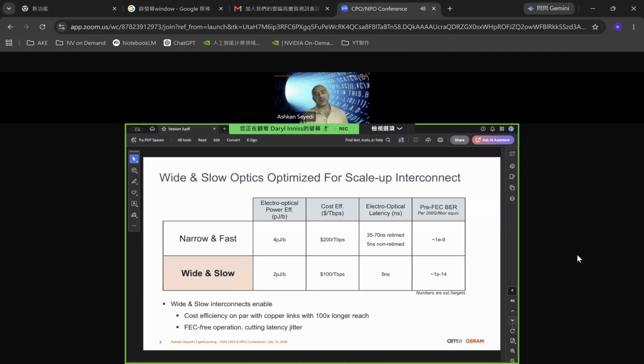For a sense of scale, copper today is running at around $50 per terabit. So it is conceivable that wide and slow can get down to that $100 number and maybe dip under $100 as we get volume going. And I've said this before in another role at another conference, but in these wide and slow architectures, a significant amount of the cost is associated with the fiber. But all the other supporting infrastructure, the emitters, photodetectors, ASICs, are significantly cheaper.